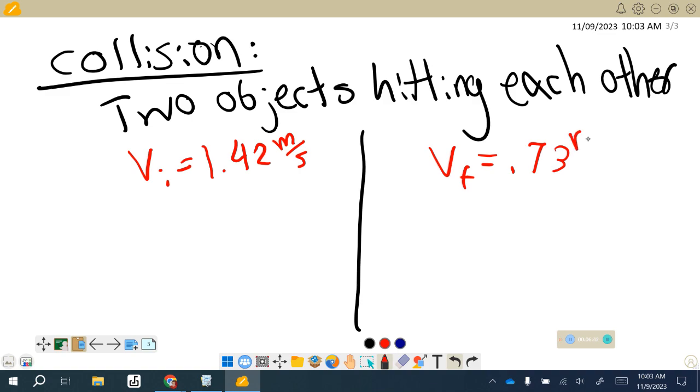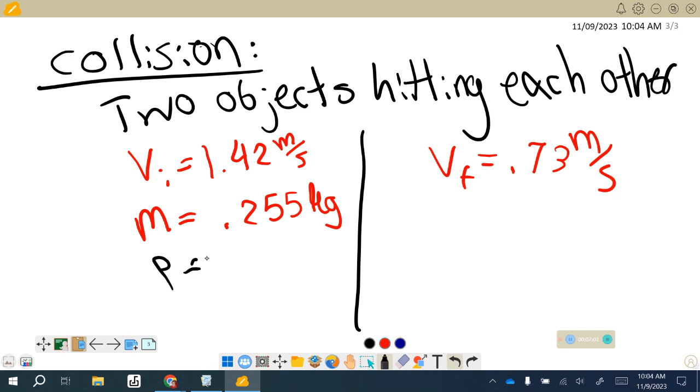Okay? 0.73 meters per second, that is. So let's look at the momentum of these objects before and after the collision. Well, in the case of this cart over here, I measured it as a mass of 0.255 kilograms. All right? So momentum is just going to be mass times velocity. So it's going to be 0.255 times 1.42.